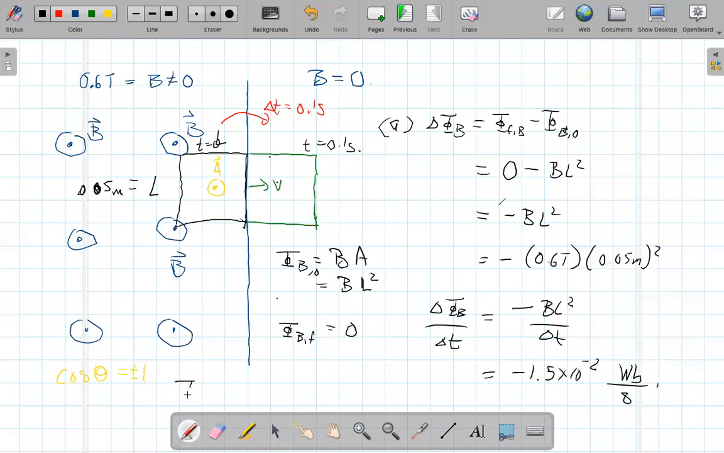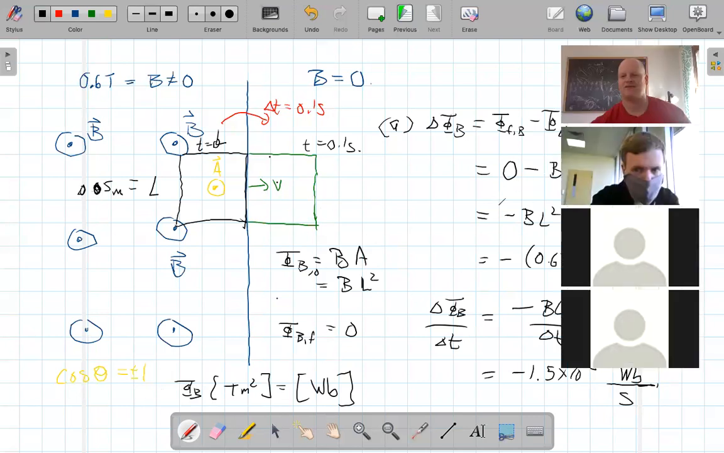Magnetic flux again, or any flux for that matter, has units of what's called a Weber. So this is a Tesla meter squared, which is equal to a Weber. So that's the units of magnetic flux. And this is per second because I'm dividing by 0.1 seconds. There we go. Everyone's okay? Hopefully not too bad. We actually answered the correct question. Okay. Good. So part B then is saying, what is the induced EMF?